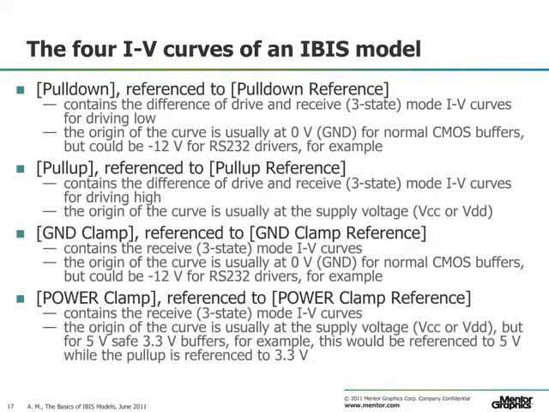The IV curve related keywords of IBIS are summarized on this slide. Each IV table keyword has a corresponding supply voltage reference keyword, which allows them to be connected to their own independent supply rails. This flexibility is very useful to account for the power supply noises appropriately. These IBIS features come in handy also when a buffer uses a different power supply rail for its clamping diodes and its pull-up transistors. For example, a 5V safe 3.3V buffer would have its clamping diodes connected to a 5V rail and its pull-up transistors to a 3.3V supply rail.